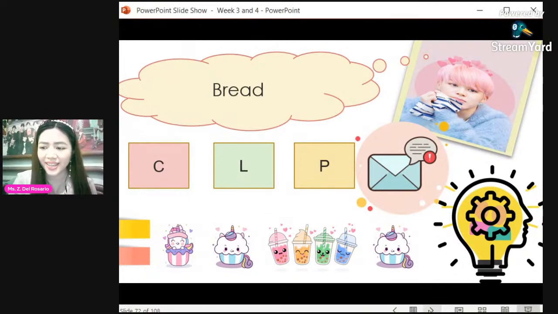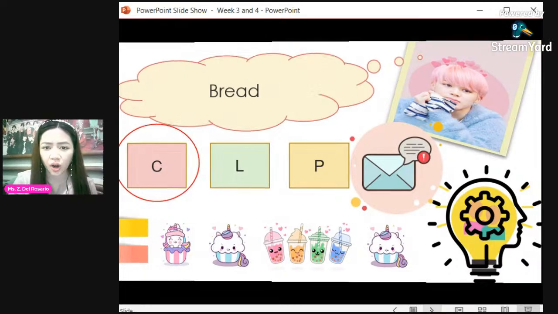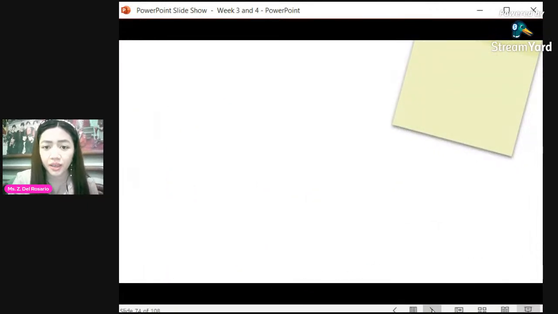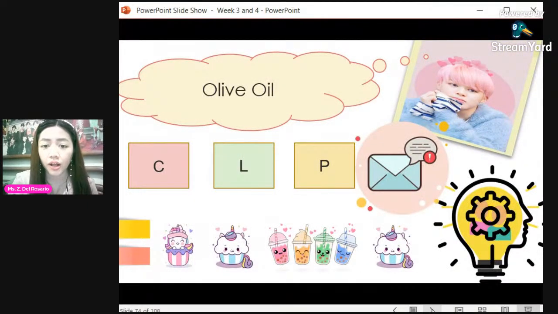Alright, nice one. You have typed it in already. That is indeed C, carbohydrates. Moving along, we have here potato. Is that carbohydrate, lipid, or protein? For potato, that is letter C, carbohydrates. How about this one? Olive oil. Is that carbohydrate, lipid, or protein?